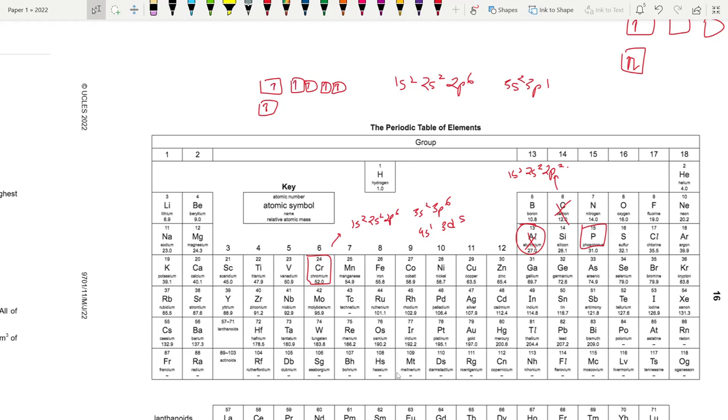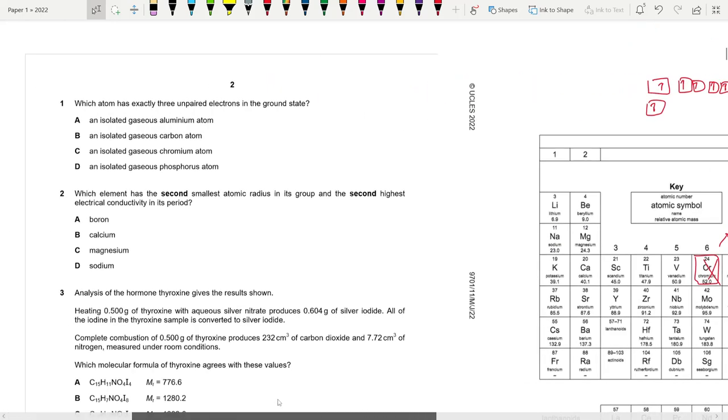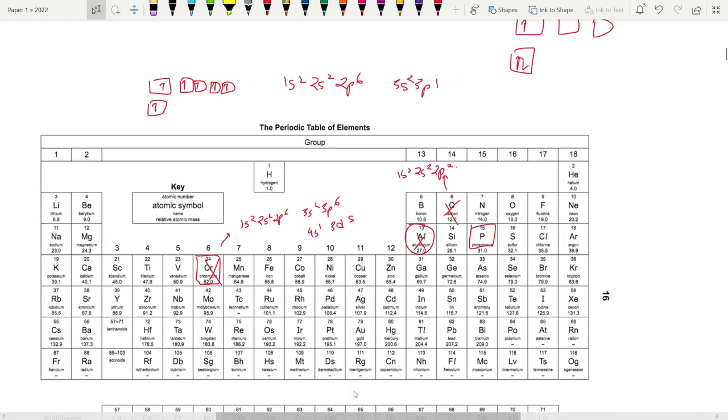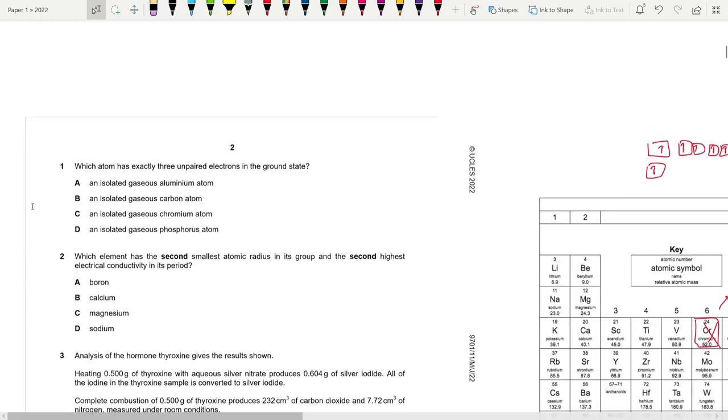Okay, so it's too much. What about phosphorus though, our last option, right? Phosphorus, it's 1s2, 2s2, 2p6, 3s2, 3p3. So for phosphorus in the 3p orbital, we have 3 unpaired electrons. So I'm going to go with phosphorus, right? So 1 is actually C.